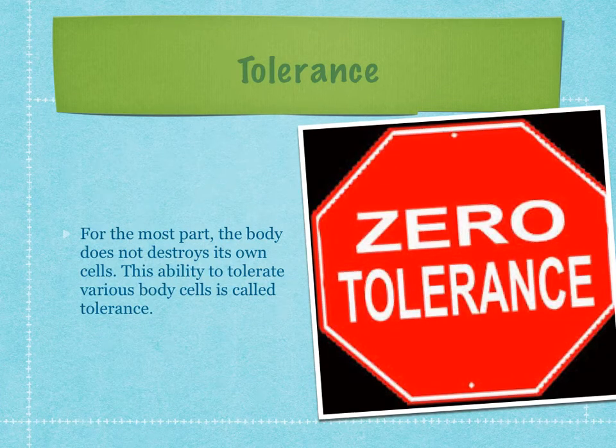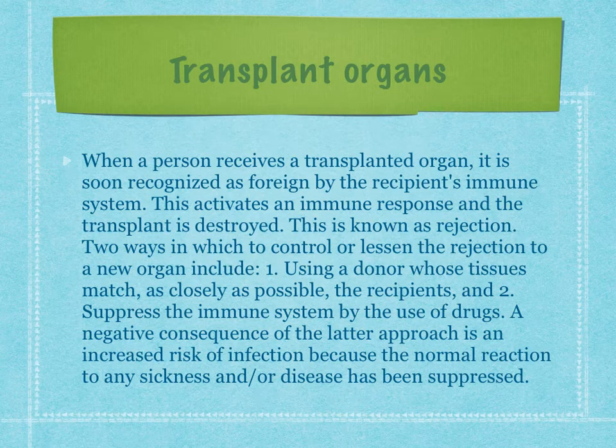Tolerance. For the most part, the body does not destroy its own cells. This ability to tolerate various body cells is called tolerance. Transplant organs. When a person receives a transplanted organ, it is soon recognized as foreign by the recipient's immune system. This activates an immune response, and the transplant is destroyed. This is known as rejection.